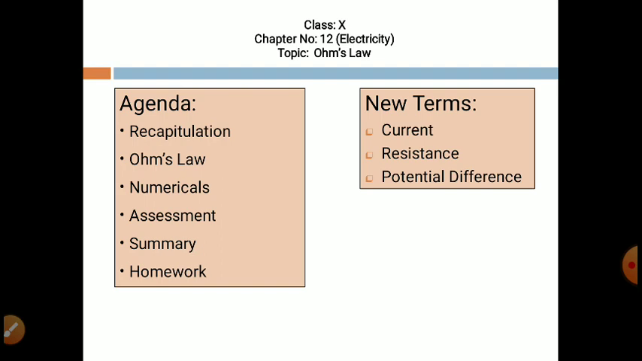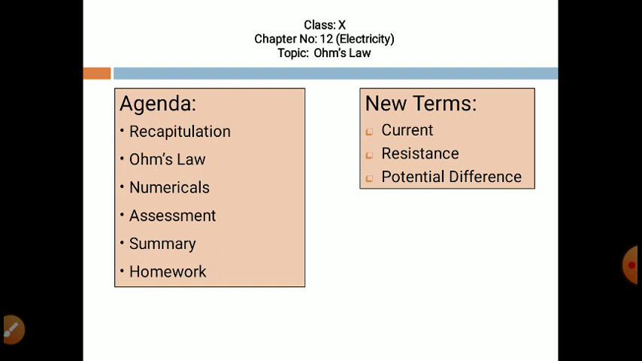Next is potential difference. As the name suggests, difference, it is the difference between two points of a current carrying circuit having different potentials. Then you may say that there is potential difference between 2 points and current will flow from higher potential to lower potential. Say in a circuit there are 2 points A and B.